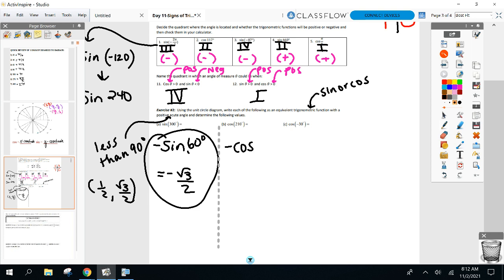Now I need it as an acute angle, though. 210 as an acute angle. Go to your calcs. You're in quad 3. Find the reference angle. 30. You're killing me. 30. And just to be on the safe side, go to your calculator. Is cosine of 210 the same value as negative cosine of 30? Yes, it is. So I'm looking at your calculators now, right? We did the right thing.